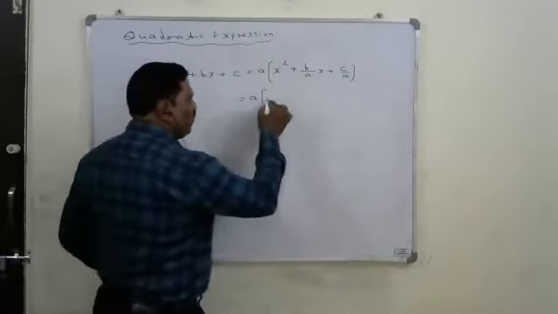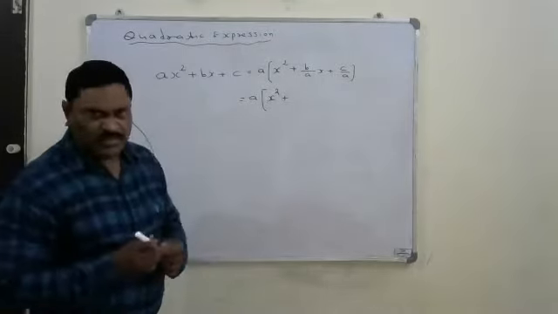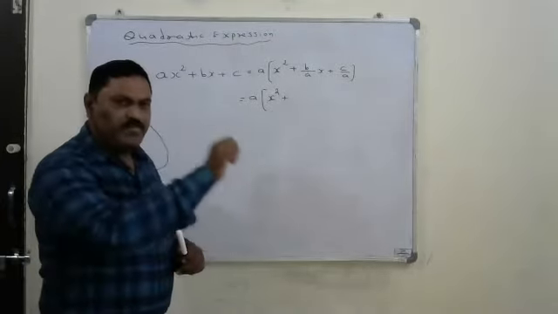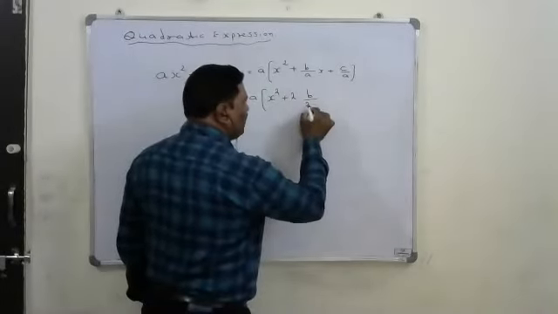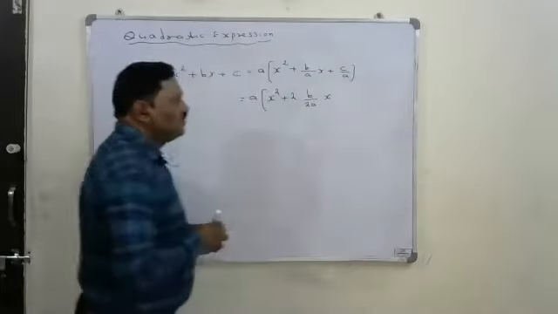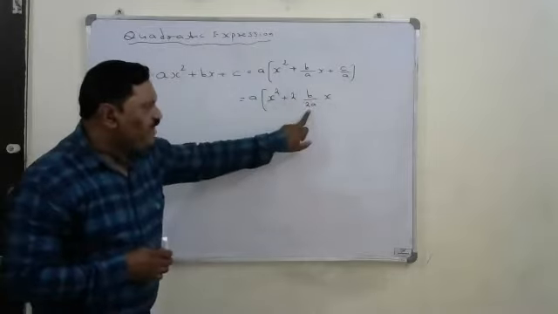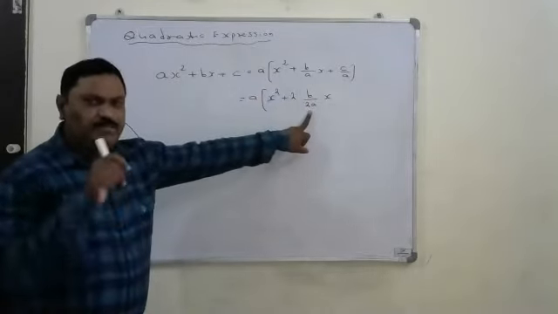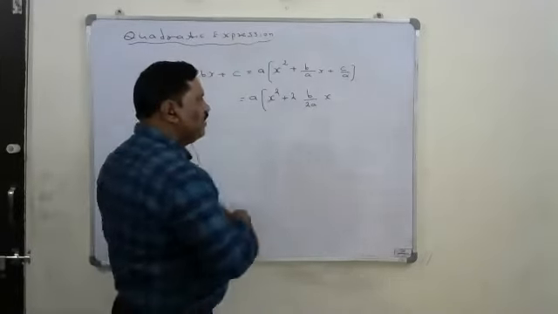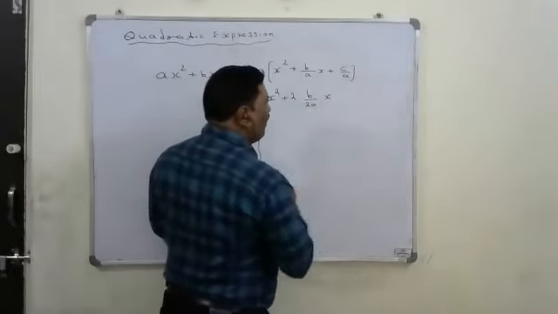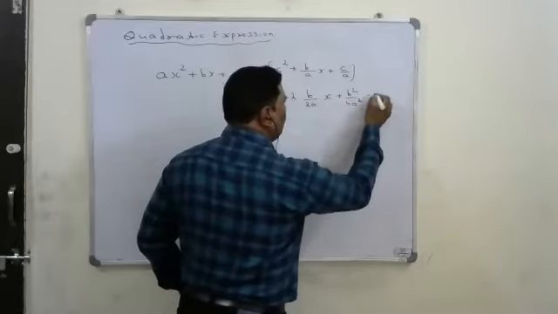For that, in the first term x square, the square is already there. In the second term we want a 2ab term, but here the 2 is not there, so multiply and divide by 2. So 2 into b by 2a into x I can write. Now it is converted to the 2ab form. Further, we require the b square term, which is not there, so add the b square term and subtract the b square term. Here b means b by 2a, so add (b by 2a) whole square, that is b square by 4a square, and subtract b square by 4a square.